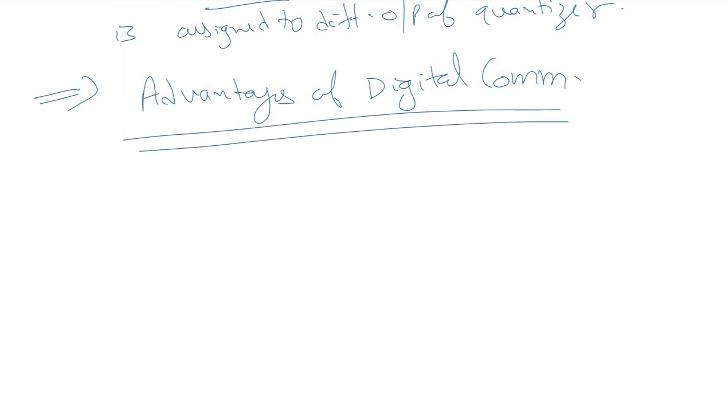I'll list down several advantages of digital communication. Some of the advantages you are already familiar with. First advantage is noise immunity. By noise immunity, we can say that digital communication can withstand channel noise and distortion much better than the analog communication.